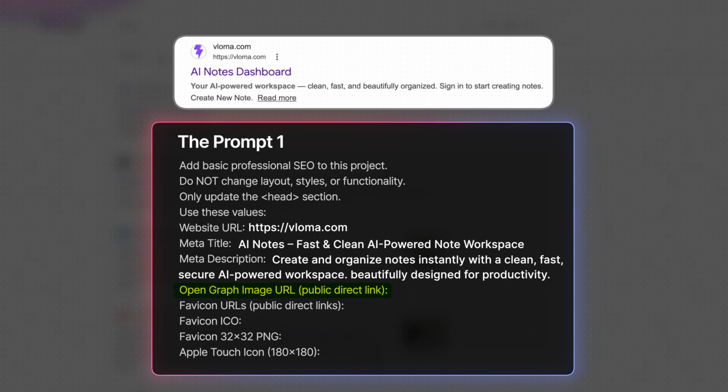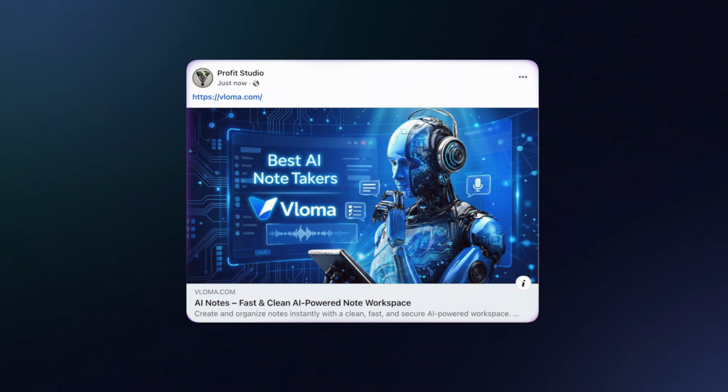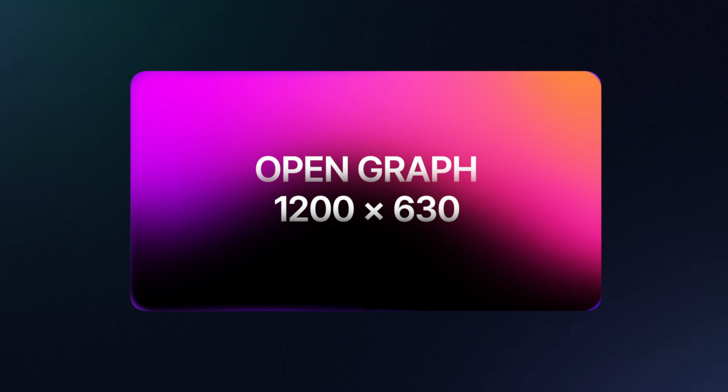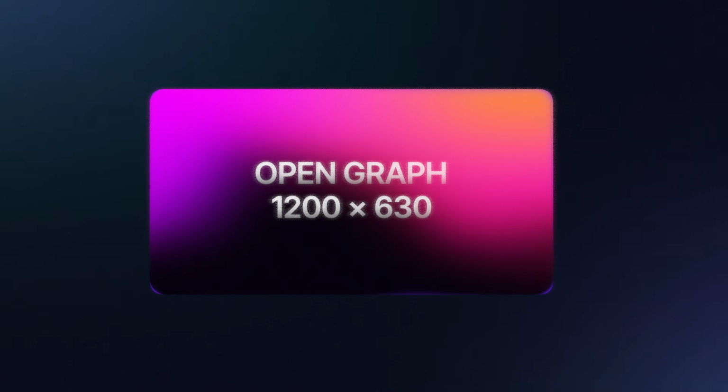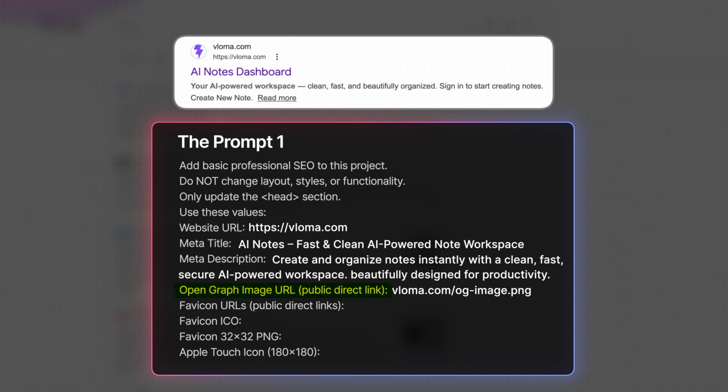Then we have the open graph image. This is the image that appears when someone shares your website on social media. I recommend using a 1200 by 630 pixel image because it works on all major platforms. And make sure the image link is a public URL because Google AI can't accept direct file uploads.